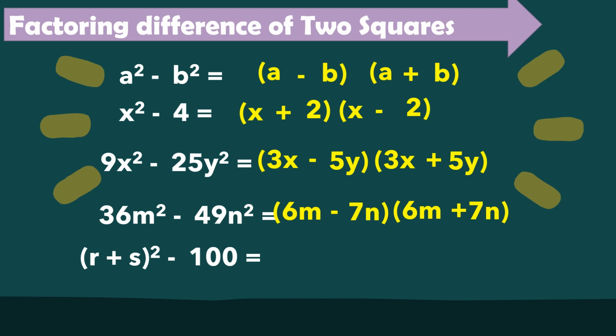Next is the quantity r plus s squared minus 100. In this example, ang first term natin ay r plus s squared. Ang second term natin ay 100. So, we will get the square root of r plus s squared. And the square root of that is r plus s, plus the square root of 100, which is 10.